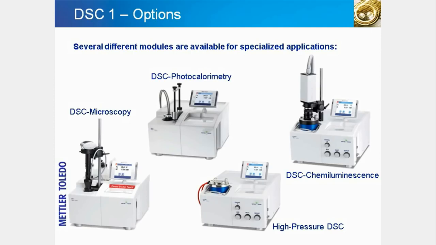DSC chemiluminescence allows you to detect the light emitted by a chemical reaction. For example, the chemiluminescence originating from oxidative degradation processes in polymers. This allows you to study the effect of stabilizers in polymers. In the food and pharmaceutical industries, chemiluminescence is used to obtain information about the stability of various products such as oils or fats.